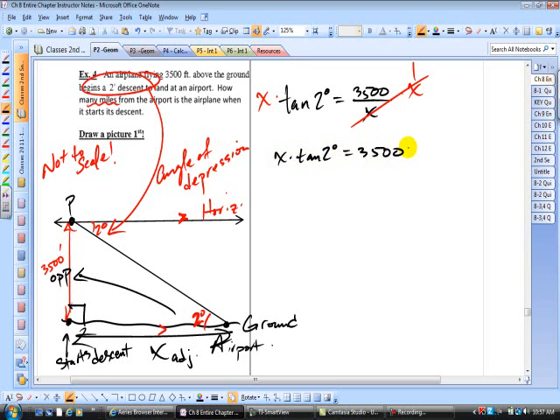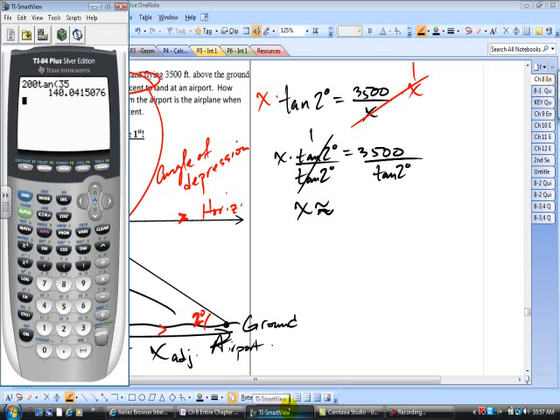We're still not done yet. Isolating the variable, what's step 2? That's right. Divide by the tangent of 2 degrees on both sides. Show your canceling, show your simplifying. At this point, we use our calculator and take 3,500 divided by the tangent of 2 degrees, which is going to be a big number.